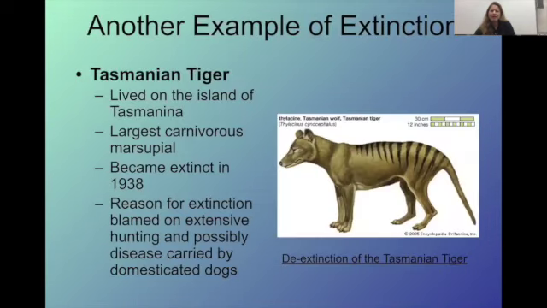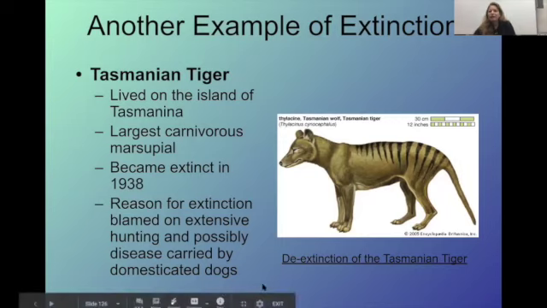Another one is the Tasmanian tiger. It lived on Tasmania, a large carnivorous marsupial, became extinct in 1938, so less than 100 years ago, and it was hunted to death, essentially. Great video here.